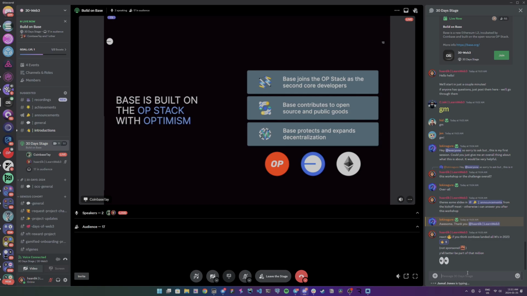So yeah, we built on the OP stack, and we're actually the second core contributor of the OP stack, which means that anything we build as a team to enhance Base as an L2, we can actually bring that back into the OP stack as well to help move the ecosystem of the superchain forward, which is pretty cool. And at Base, we actually contribute to open source and public goods as well by bringing those improvements back into the OP stack and furthering decentralization.